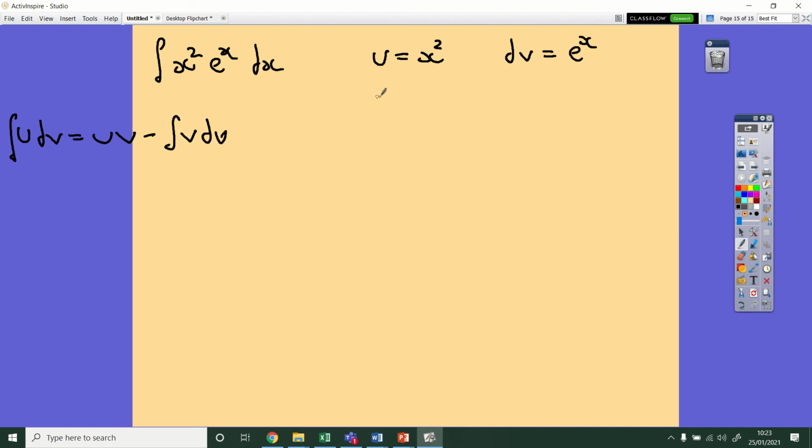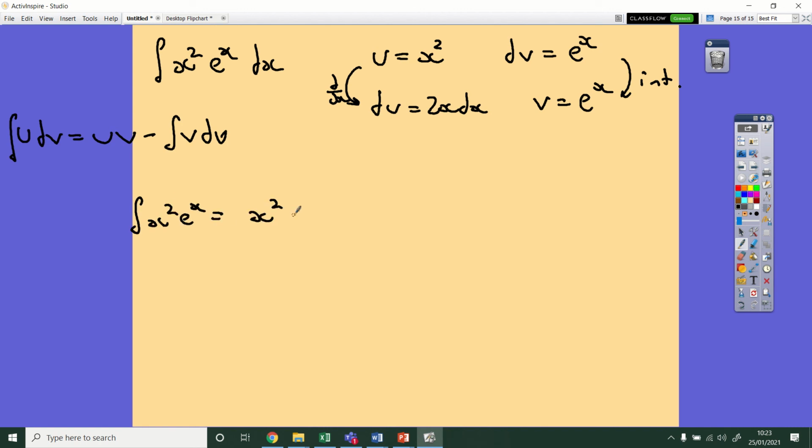Right, x squared differentiates to 2x. So I'm going to write du is 2x times dx. That saves me a step. And then the integral of e to the x is still e to the x. Okay, use the formula now. uv is just x squared e to the x again. Then I'm going to subtract the integral of e to the x times 2x dx.